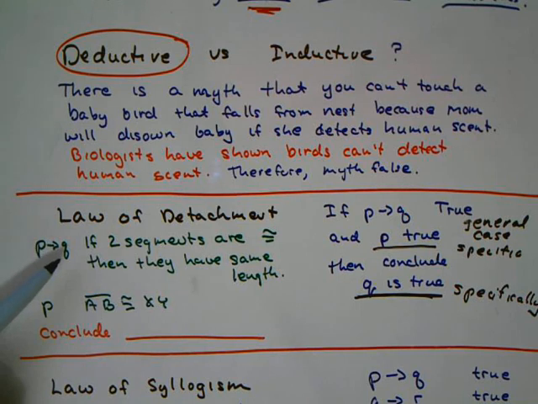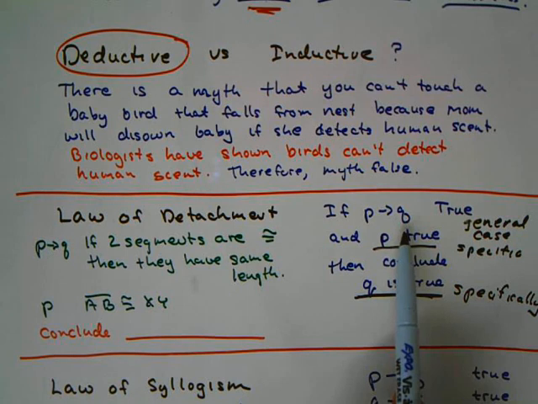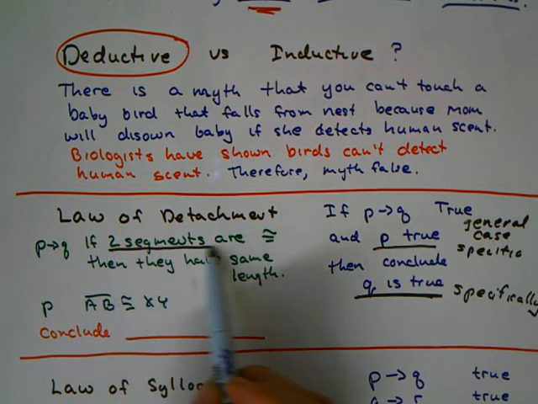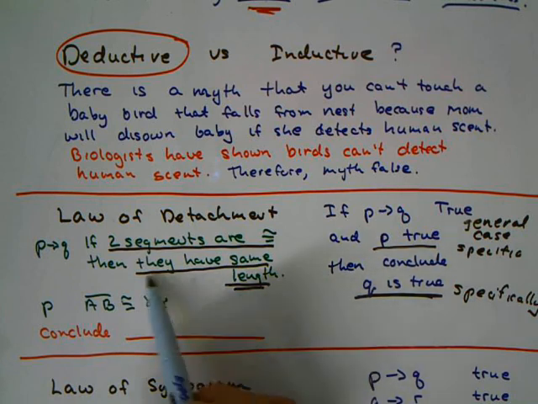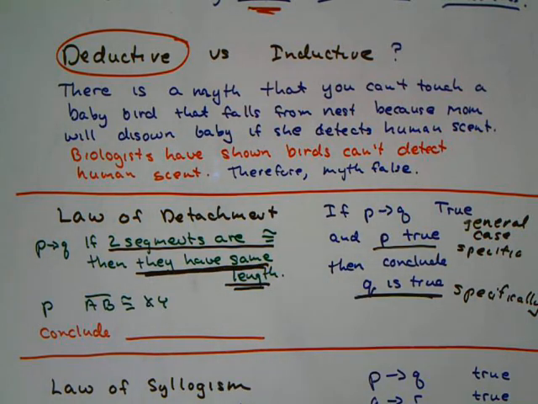Okay, here's an example. Generally, if two segments are congruent, then they have the same length. That's true. That's P implies Q. P, two segments are congruent. True, Q, then they have the same length.